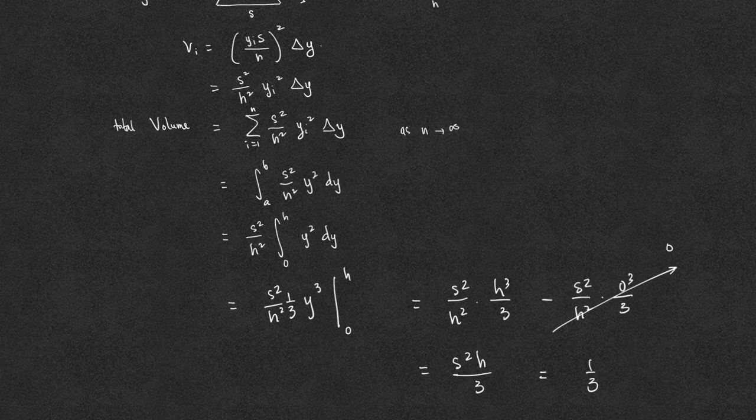This is 1/3 s squared times h. This implies that if we have a pyramid whose base is the square s and whose height is h, then the volume is 1/3 s squared times h.